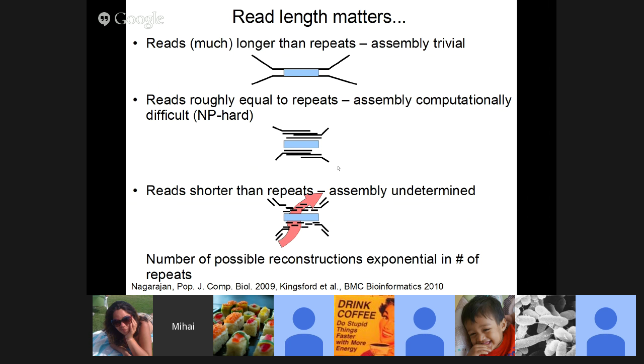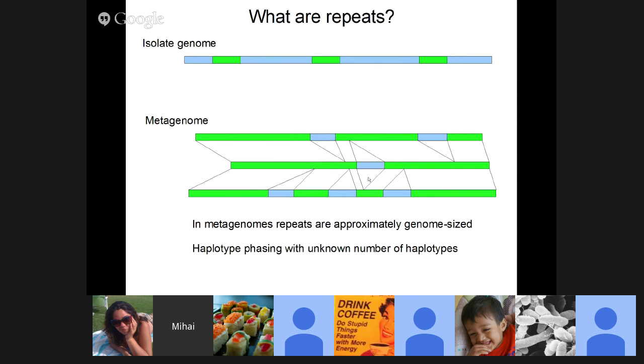In between, it's a kind of strange situation that computer scientists love to talk about, this category of problems called NP-hard, where essentially I know there's a single answer, so the problem is not undetermined, but finding it would require me to try all possible ways of putting the genome back together. But this essentially brings me up to the question of what repeats might be. So if I'm looking at a single genome, the repeats are usually drawn in green.